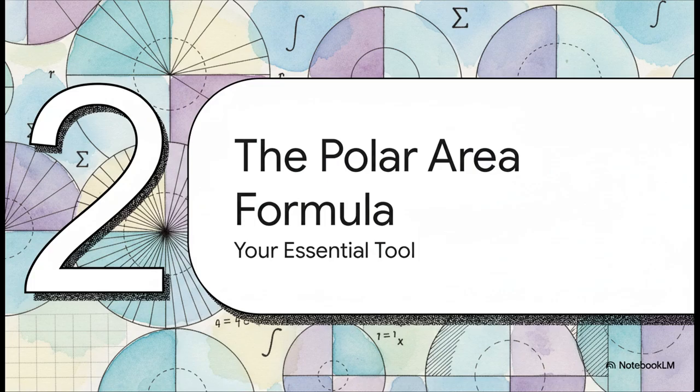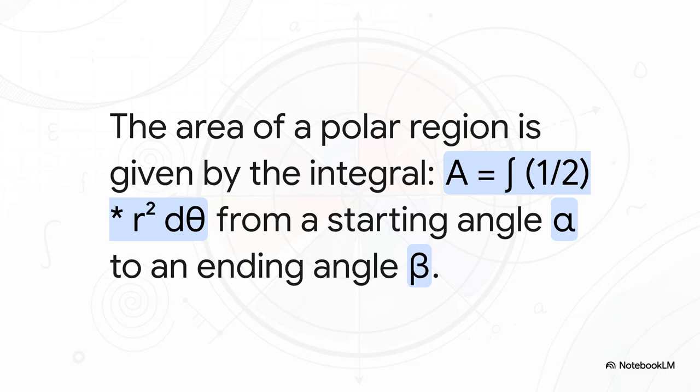That's an integral. This idea of summing up all those little sectors leads us straight to the formula we need. This is our essential tool. And here it is, the big one. The area, A, is the integral from some starting angle alpha to some ending angle beta. And what are we integrating? It's 1/2 times r squared d theta. Let's break that down. For every tiny slice defined by d theta, its area is 1/2 r squared. The integral sign just means we're adding all of those slices up between our start and end angles.